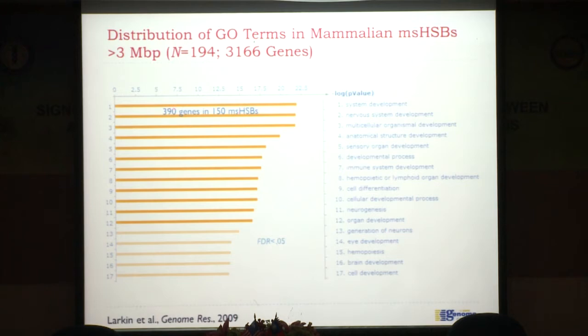And so we asked that question by looking at all the multi-species homologous synteny blocks of greater than 3 million bases, of which there were 194 involving 3,166 genes. And as you can see, if you look over here, I hope you can see this in the back, this is done with the MetaCore analysis program that looks at gene annotations in the human genome. If you look at what's in these blocks, and those of you who have done these experiments, this is an amazing result in that within the blocks you see genes that are related to very core developmental processes of the central nervous system and of basic body plan.